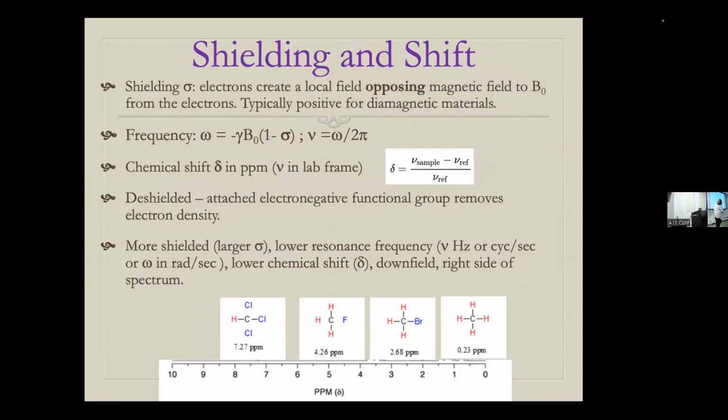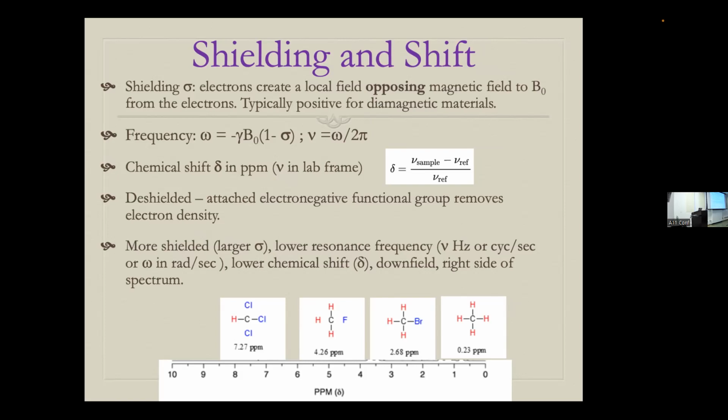Deshielded means, okay, I was a methyl group, I was quite happy, and I showed up near 0 ppm. Then I'm being measured, and somebody took away one of my neighbors and added something super electronegative, or even more electronegative, or took away 3 neighbors, all of whom were electronegative, and I'm starting to lose my electron density. That is deshielded. It is less shielded, less electron density.